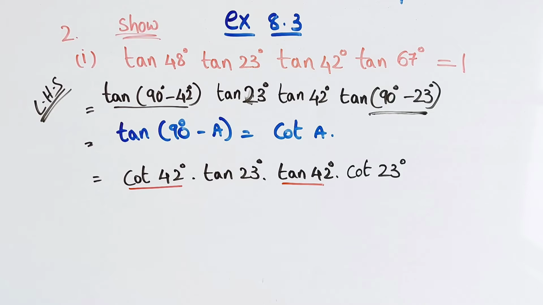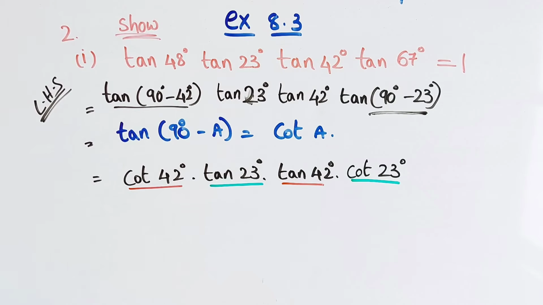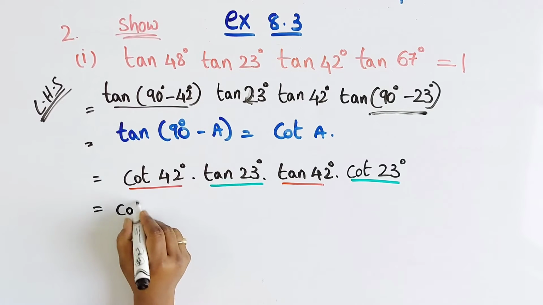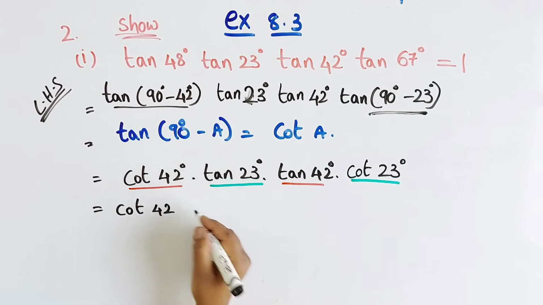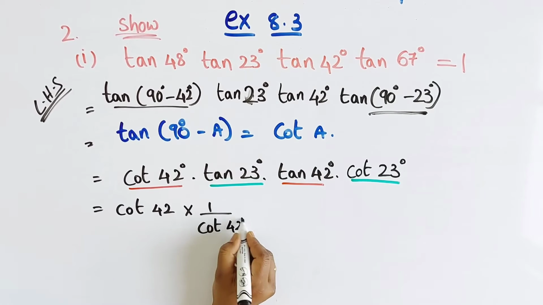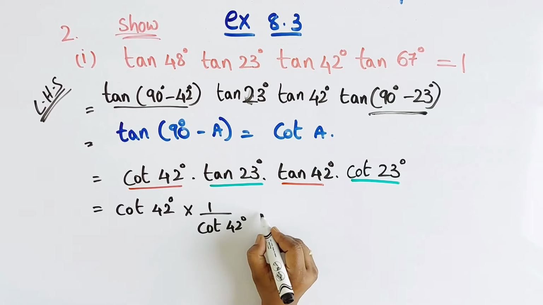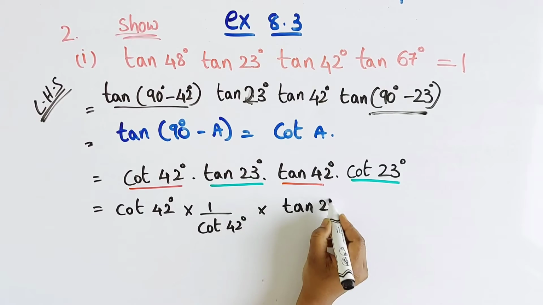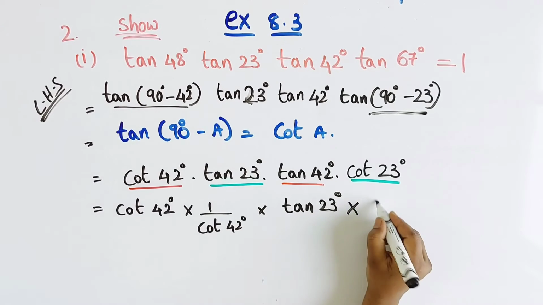And now see these two: tan 23, cot 23. These two are reciprocals. Right? Let's solve this. Cot 42 I am writing as it is. I am just changing the order. Tan 42 means 1 by cot 42. Correct, children? Tan is the reciprocal of cot. Into tan 23, let it be here. Now cot 23 is 1 by tan 23.